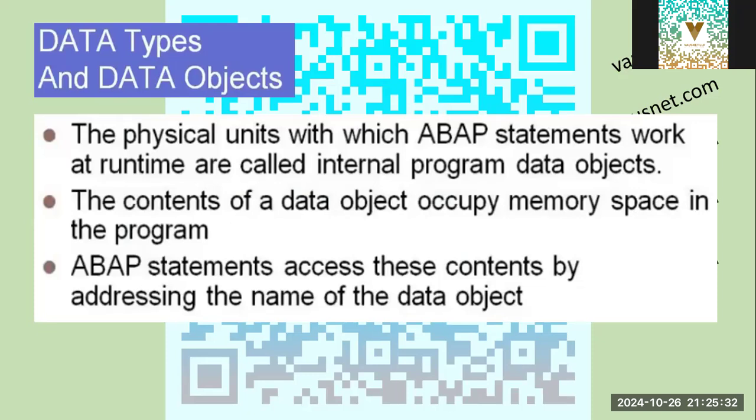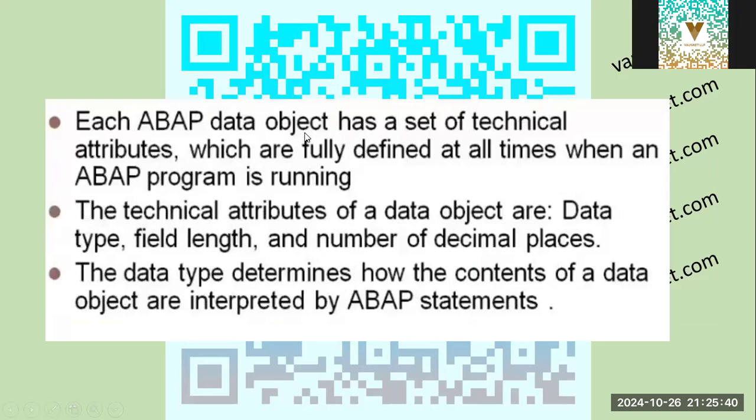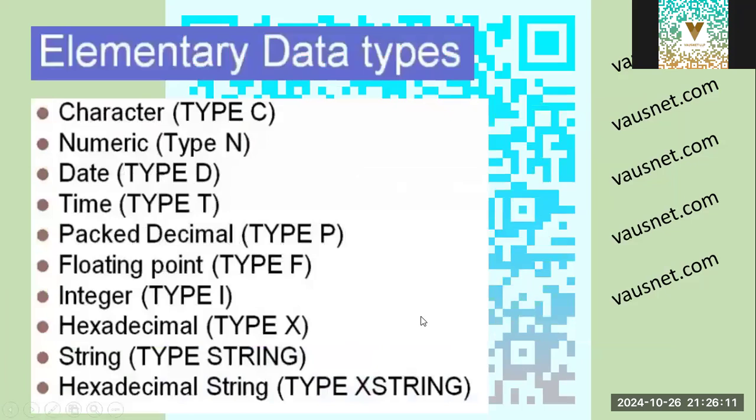So every data object is supposed to act like a type. A data object or a variable, or that vehicle, has a set of technical attributes which are defined at all times. Technical attributes of a data object are type, field length, number of decimal places. The data type, either character or integer or numerical or date, determines how contents of a data object are interpreted by ABAP statements.